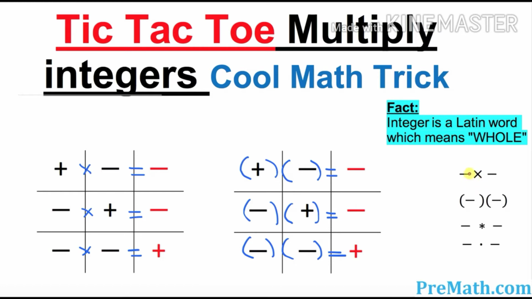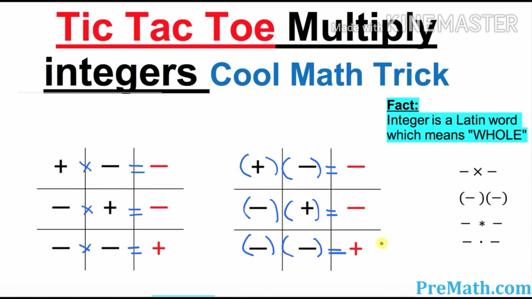Here I put down a few notations that you could encounter when it comes to multiplication. Sometimes we'll be using a cross, sometimes a parenthesis, sometimes an asterisk, or sometimes a dot. By the way, this is a dot, it's not a decimal. Just keep that in mind.